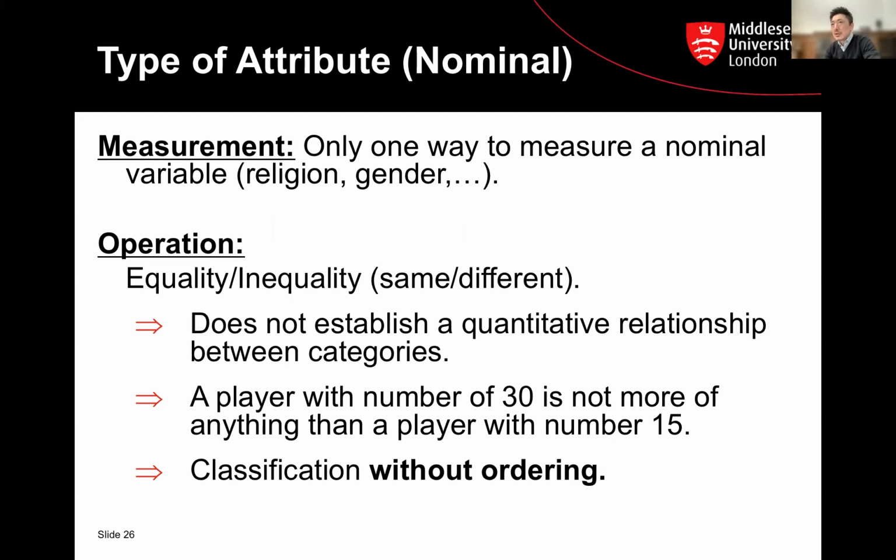Okay, and for nominal data, all you can do is say whether they are of the same type or different type, equal or unequal. We already said these are called qualitative attributes. You can't do any quantitative computation on them.